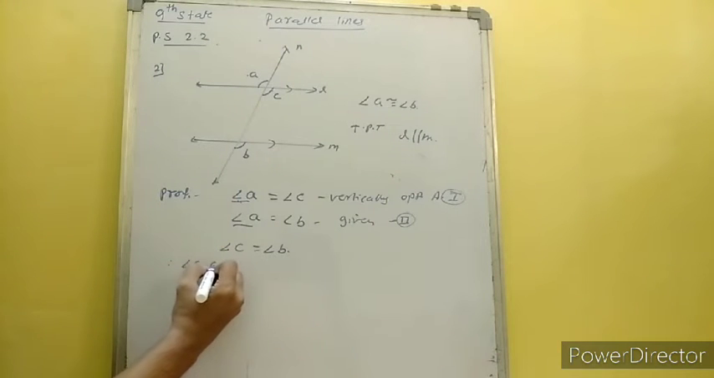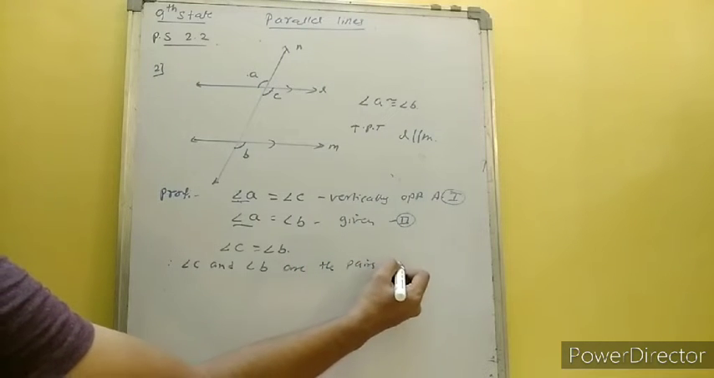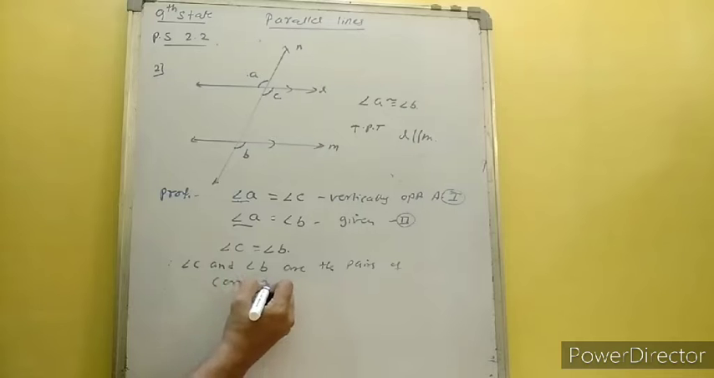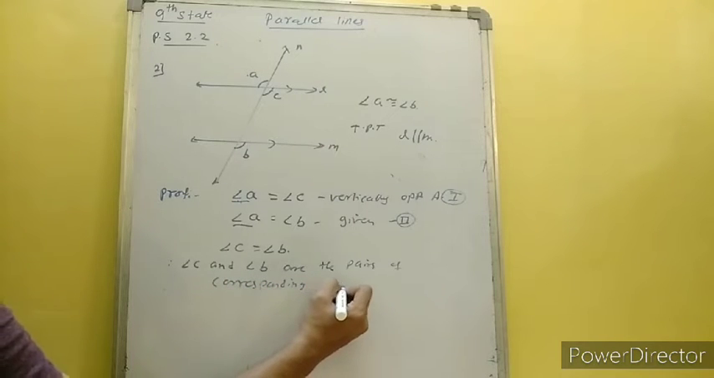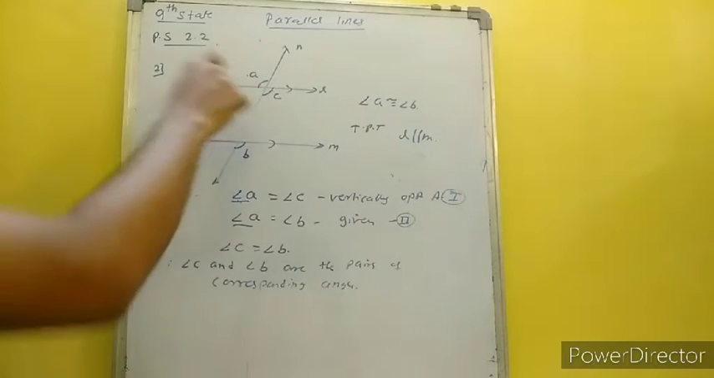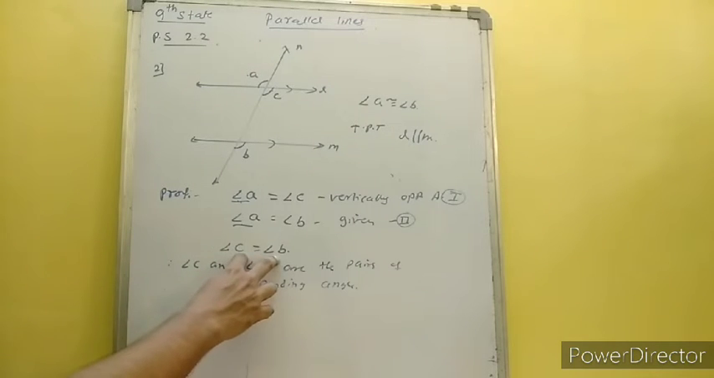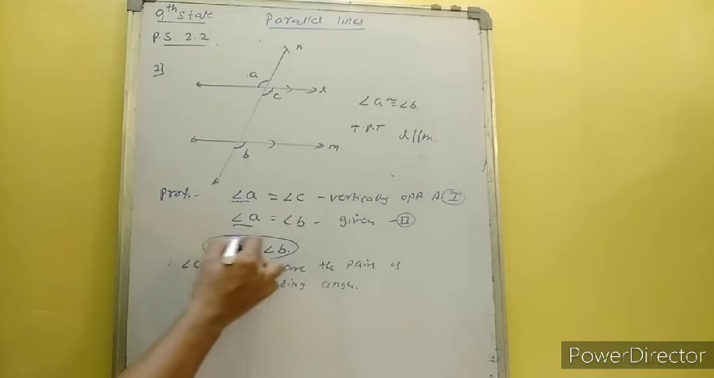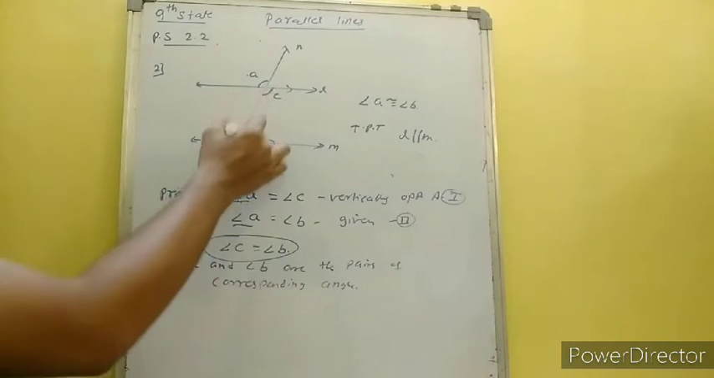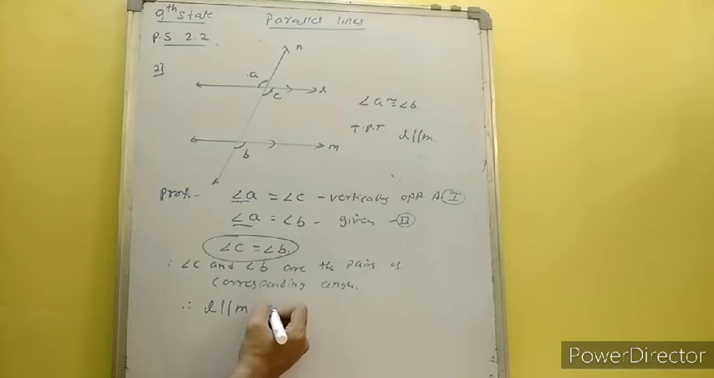So I can say that angle C and angle B are the pairs of corresponding angles. Okay, angle B and angle C are the pairs of corresponding angle. Why they are the pairs of corresponding angle? Because C is also below the line and B is also below the line. Now, as both the angles are congruent or they are equal and they are the pair of corresponding angles, so the angles are equal, therefore I can say that L is parallel to M by converse of corresponding angle test.